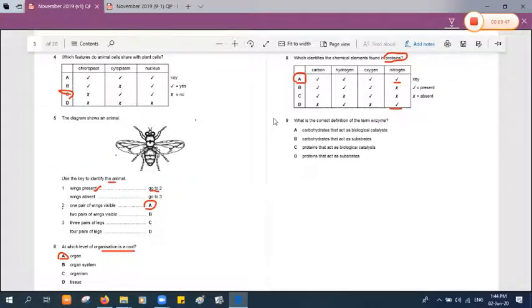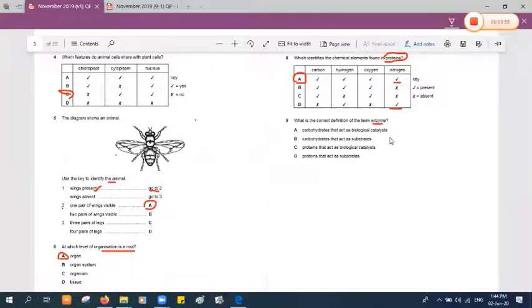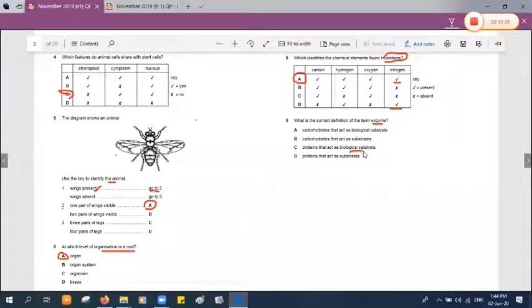Okay, question 9. What is the correct definition for the term enzyme? Do you remember? They are biocatalysts. So choose from C, because here there is the word biological catalyst, and in A, there is the word biological catalyst. Yes, Jenna. No, no, wait. Yes, protein, yeah. So it will be C.